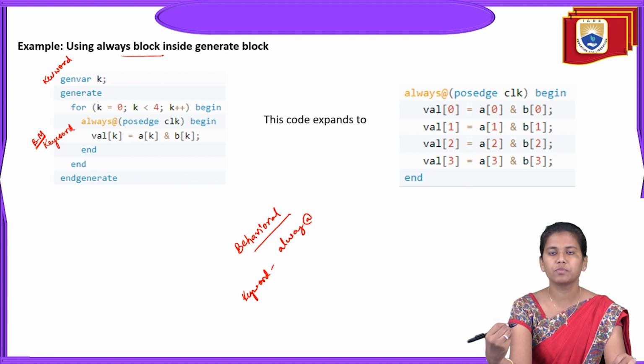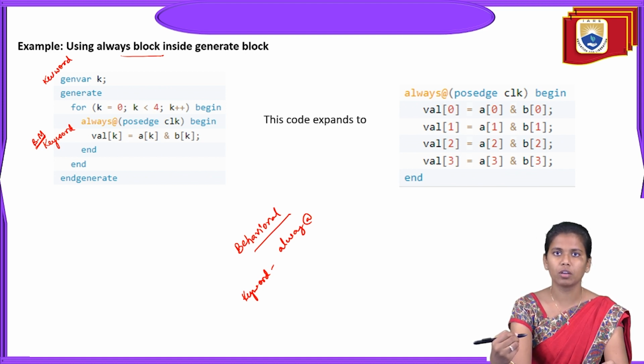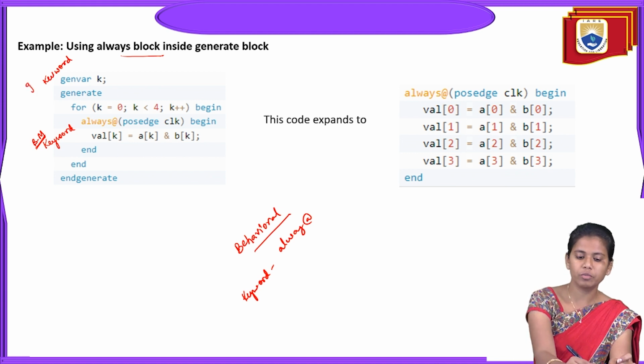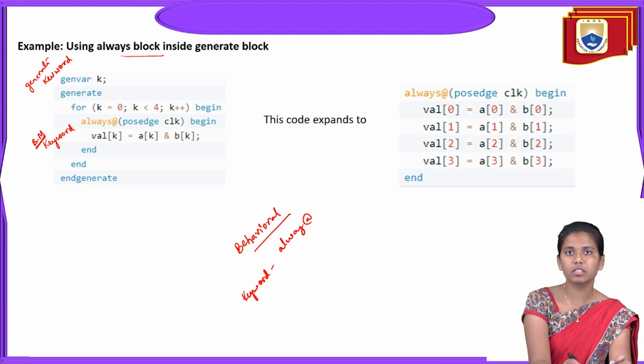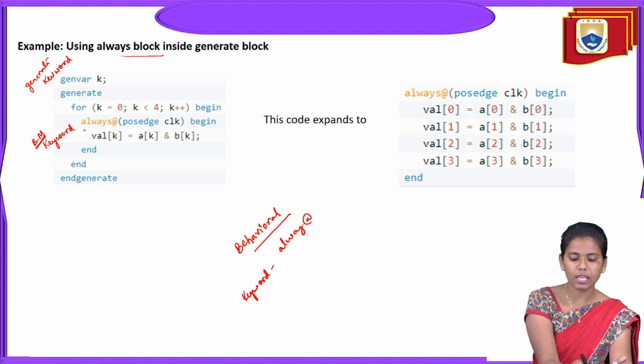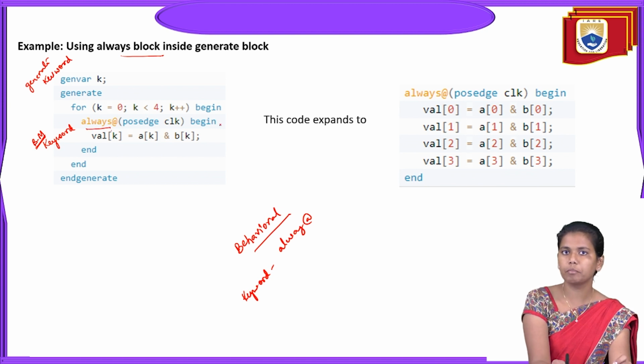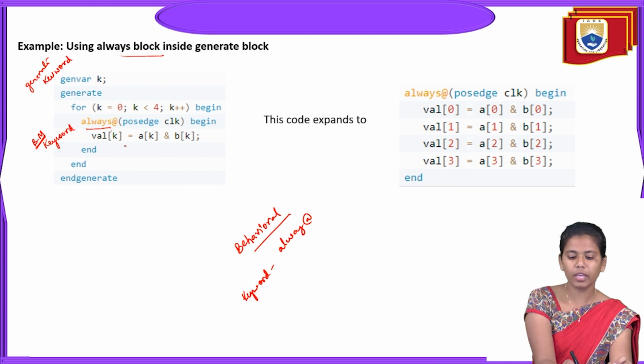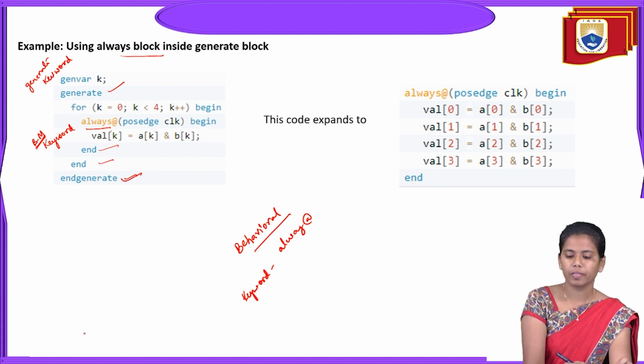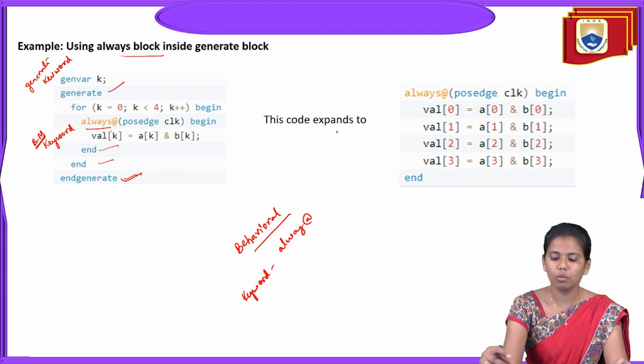In behavioral modeling, as we discussed, always at the rate is a prominent keyword that we must use. So in this example pertaining to the generate block, we have the generate keyword for the generate block, and then we are introducing this behavioral modeling keyword, always at the rate. Positive edge clock begin, then value k, a[k] and b[k]. As we start with generate and endgenerate, the code expands to always at the rate positive edge clock.